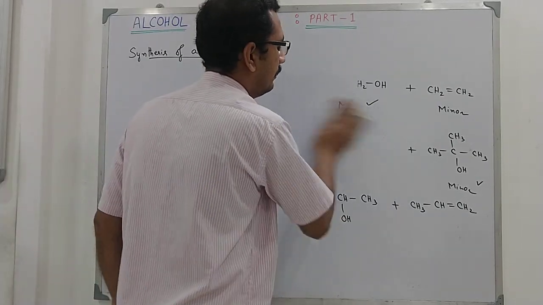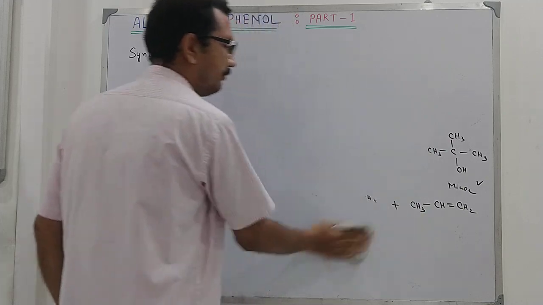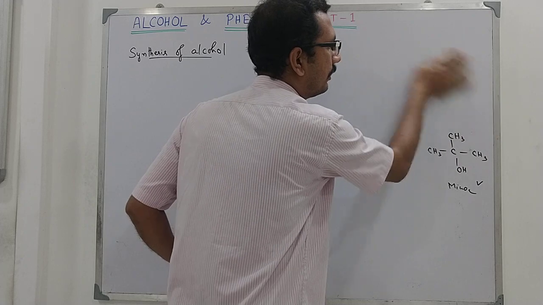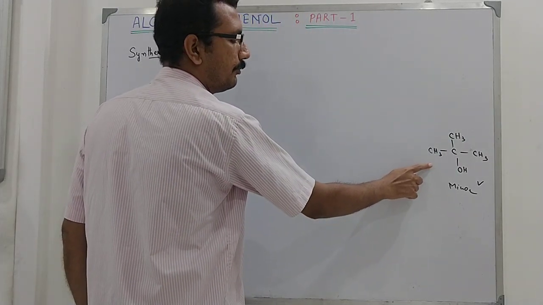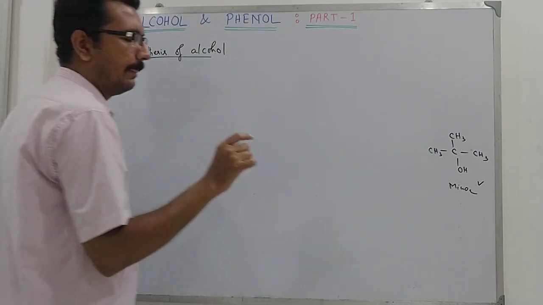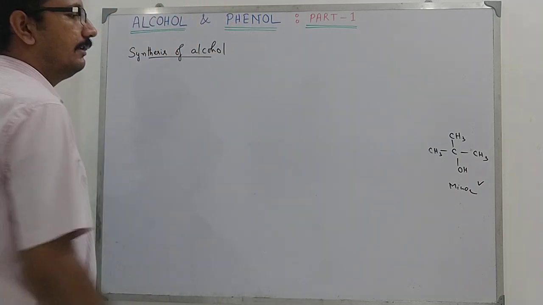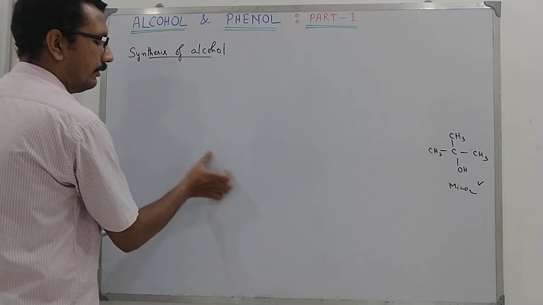Then how will you be able to synthesize this tertiary butanol? See, it is forming as a minor product through reaction 1. So how to get this as the major product, I will discuss in reaction 2 or 3.